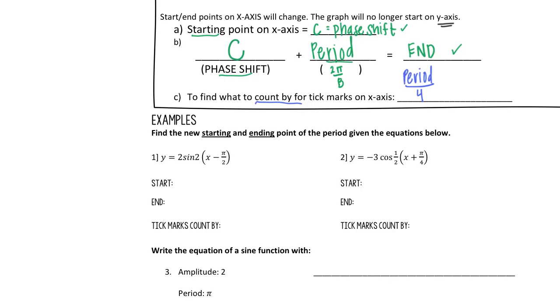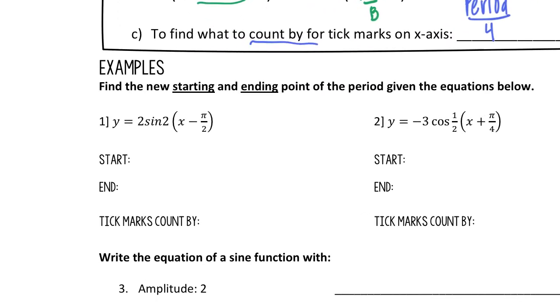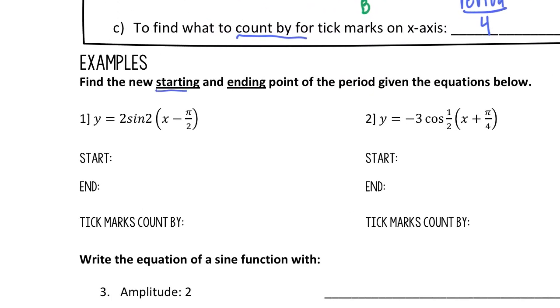Let's go on down here, and we're not even going to graph. We're just going to practice finding the new starting and ending points of the period given the equations below. If it helps you, go above each of these equations and label A, B, C, and if there was a D, you could label it as well. Please notice that this B is outside the parentheses, so it's already been factored out, so we don't need to do any additional work here.